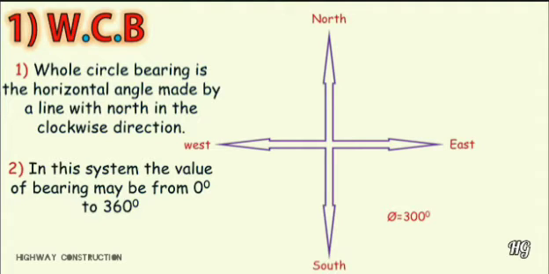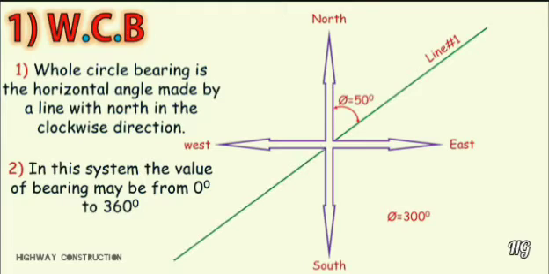Let's take a few examples. If there is a line, let's say line 1 in the first quadrant, what should be its bearing? We'll measure that angle from the north clockwise, just like in that form. And this is approximately 50 degrees. Also let's take another example of line 2. What should be its bearing? How should we measure it? Remember, that should be from the north clockwise, just like in this form. And this is approximately 230 degrees, right?